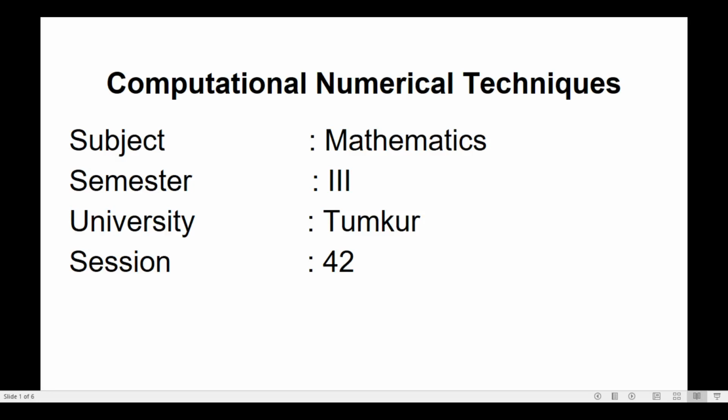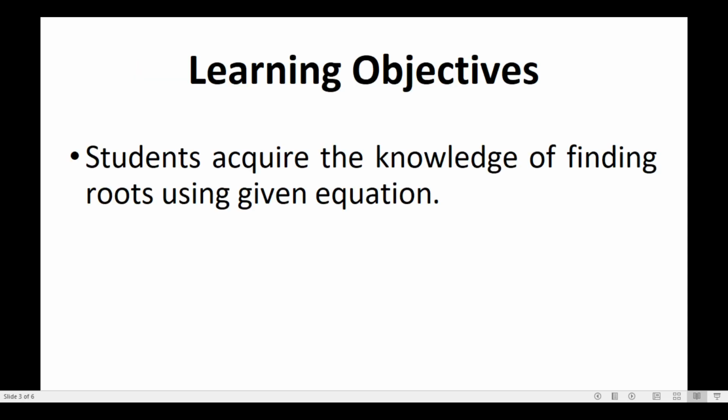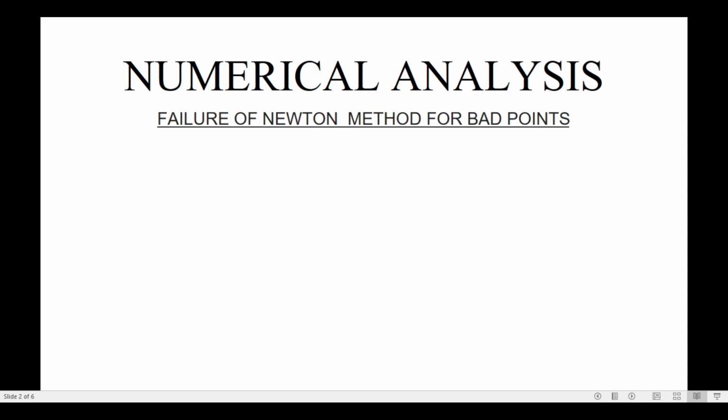In third semester BCA, we have computational numerical techniques. In the previous sessions, we discussed the bisection method and Newton-Raphson method. While using Newton-Raphson's method, there are so many bad points. That means Newton's method fails while finding the roots of a given equation. What are such points? In this session we discuss.